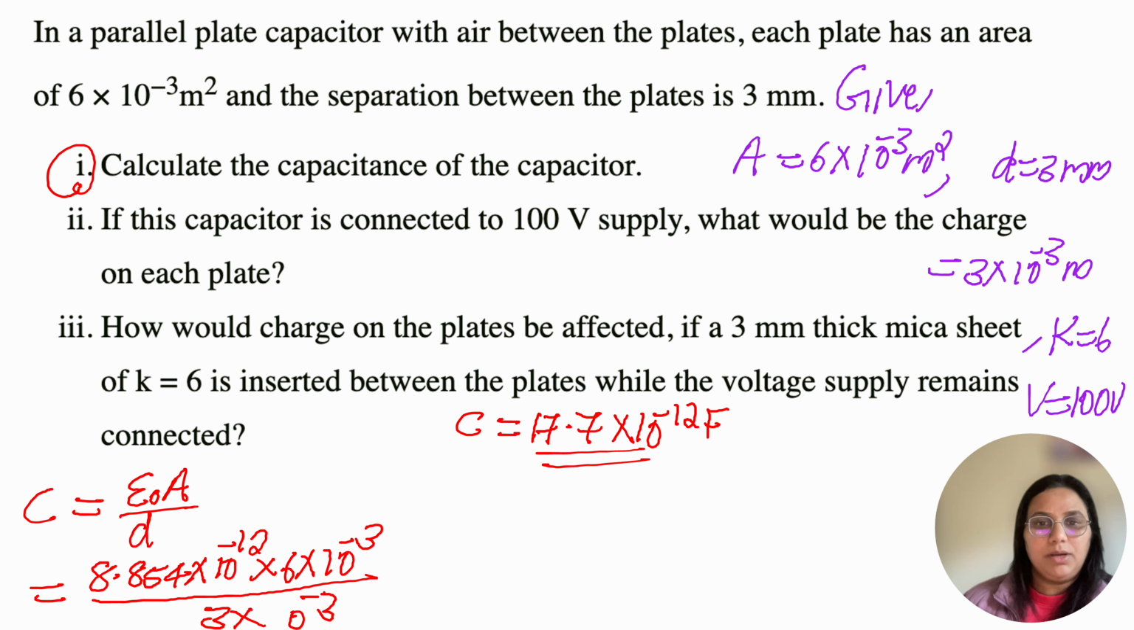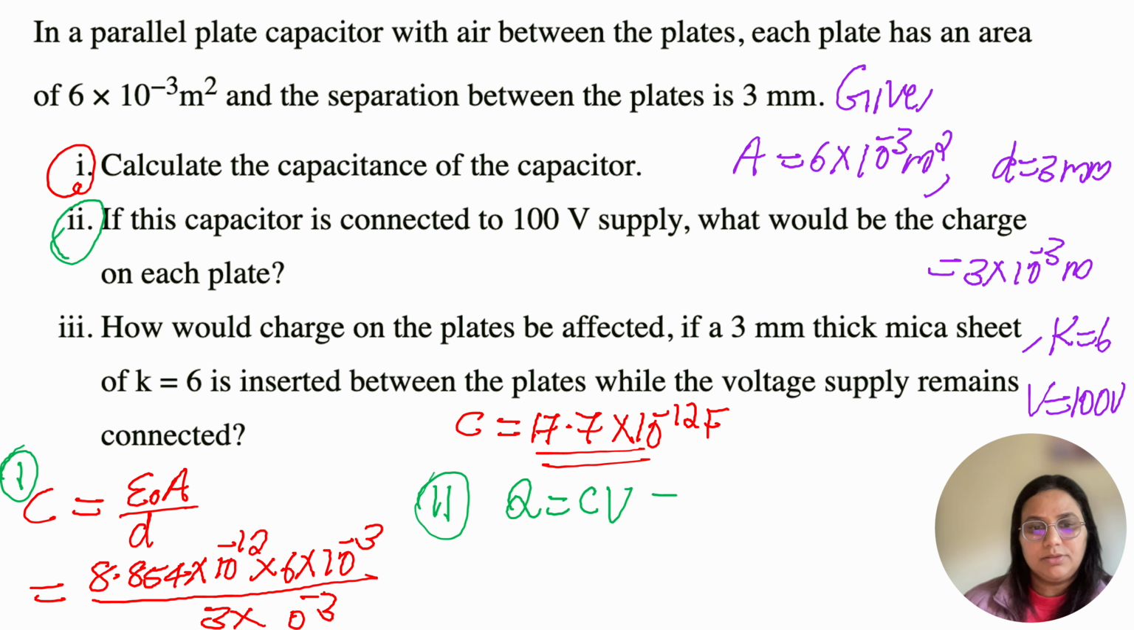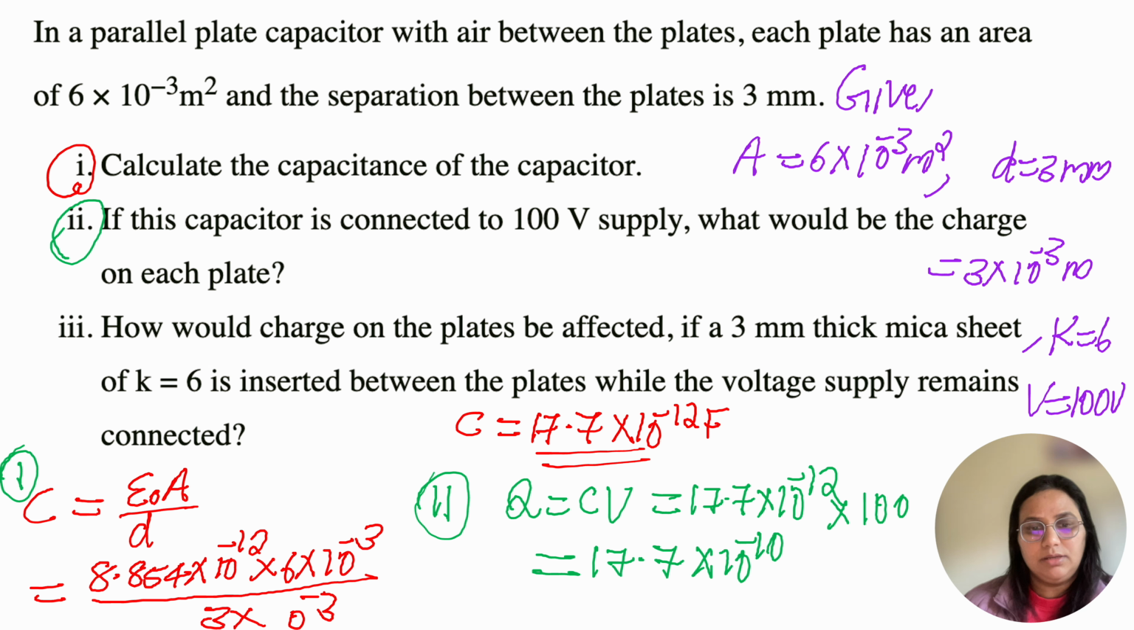And for the second part, if the capacitor is connected to 100 volt, what would be the charge? So for the second question, Q is equal to C into V. So what you get? 17.7 × 10^-12 into 100 volt. So you get the answer as 17.7 × 10^-10 coulomb. That is the charge.